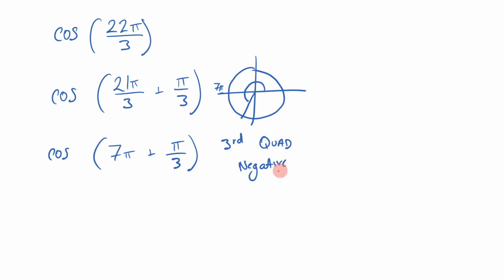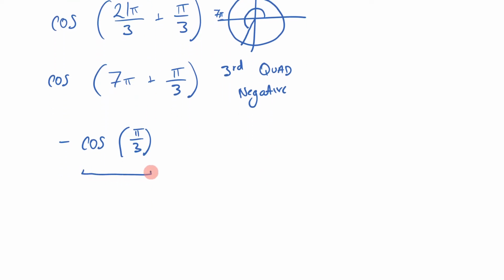So that means all I have to consider now is what is negative cos of pi on 3. Hopefully you have cos of pi on 3 memorized. It's going to be a half, and then I have to put the negative there as well. So that means my answer is going to be negative a half.